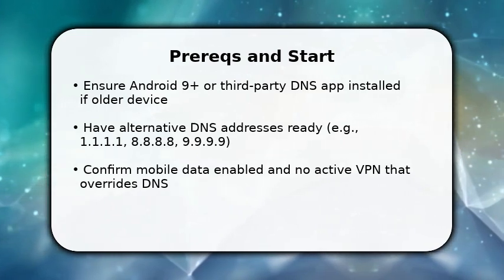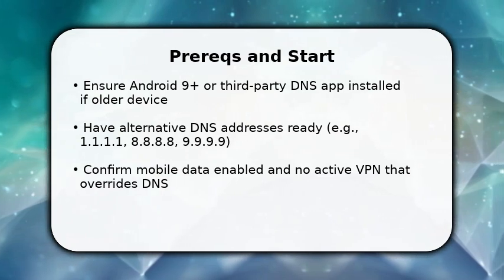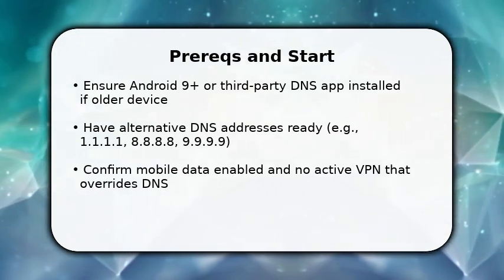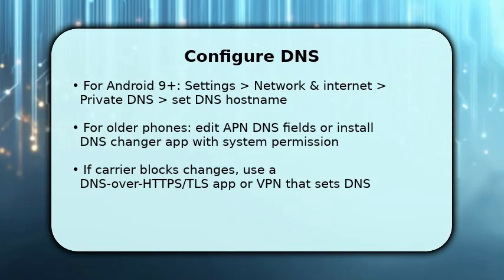Once done, open Settings and go straight to Network and Internet. This is where you'll make the change, so don't pause. Proceed to Private DNS or APN depending on your device. You'll now apply the DNS.